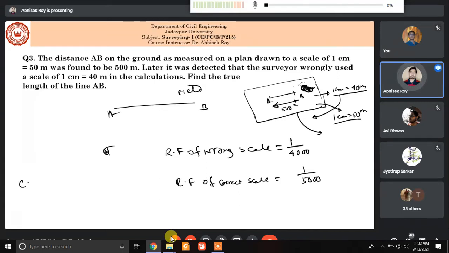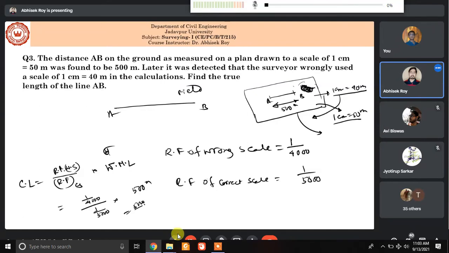Now what will be the corrected length? It will be the RF of wrong scale by RF of corrected scale, multiplied by the wrong measured length. So what will be the actual data? 1 by 4,000 by 1 by 5,000 into the actual data, which is 500 meter. So that means 5,000 divided by 4,000 into 500 meter. So this three digit, if you divide, it will be 125, it will be 625.